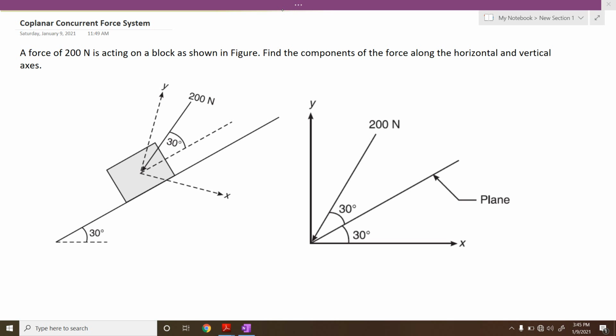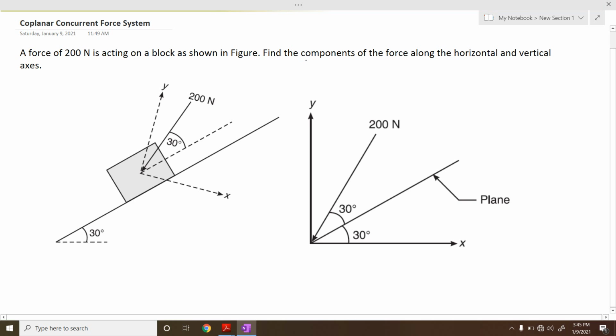Hello everyone. In this video we are going to see, if you have an inclined system, how to find out the force component, the force component that is along the horizontal and vertical axis. So if you see, we have an inclined plane which is inclined at an angle of 30 degrees with respect to the horizontal.